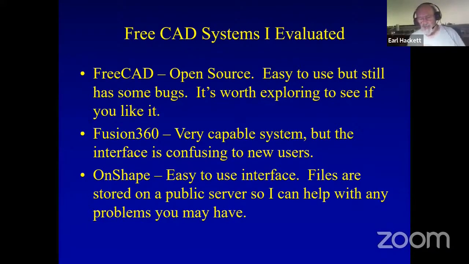Fusion 360, the free system cannot be used for commercial purposes. If you want to use Fusion 360 for commercial purposes, you have to buy a subscription, and that is $500 a year. I don't like subscription services. OnShape, there is no restriction on the use of the files, even on the free system, but they're stored on a public server, and anybody can download them and do anything they want with them.